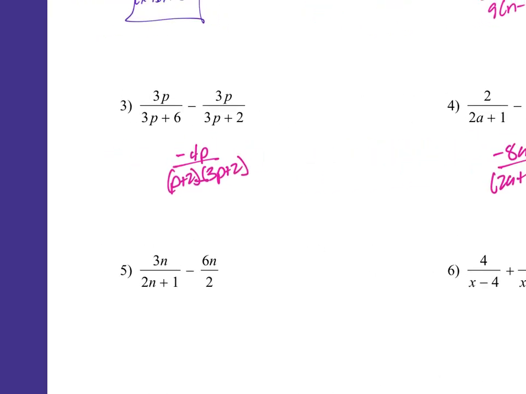So number 3, the first thing I noticed on the first fraction is that there's a 3 in all 3 terms. So I rewrote this one as p over p plus 2, and this turns into a 2. They're all divisible by 3. And then it's minus 3p all over 3p plus 2. So my common denominator should be p plus 2 all times 3p plus 2.